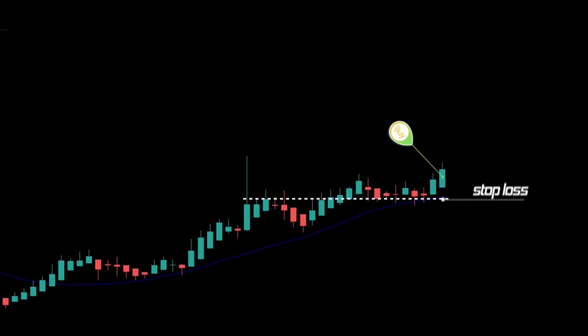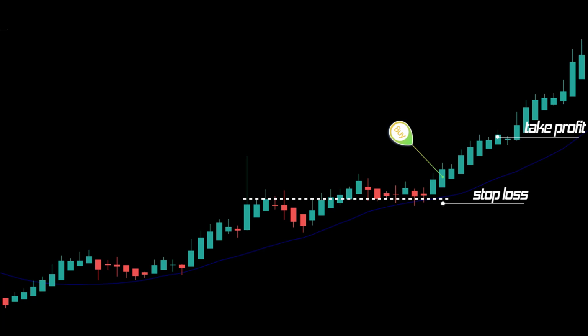So we enter a buy trade at the close of this green candle. We can set the stop loss just below the candle or below the moving average. In this trade, we don't have a clear resistance level to target, so we can aim for a 1-2 risk-to-reward ratio as our take profit.